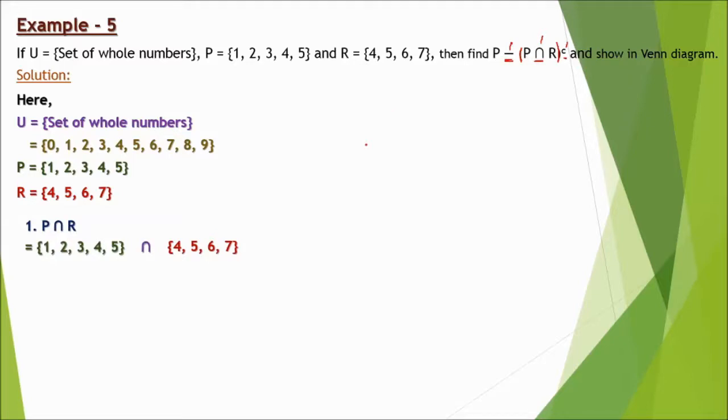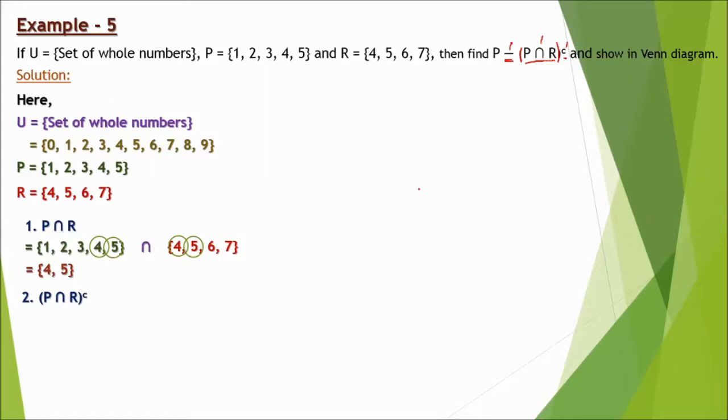Intersection means common. So let's circle the common elements. 4. Only 4? No. Okay, there is 5 also. Let's circle the common element. 5 is also there. So 4 and 5 are the common elements. We can write 4 and 5. In case of difference, you have to cancel. In case of common, you have to circle. Okay. So now next is the complement of this intersection.